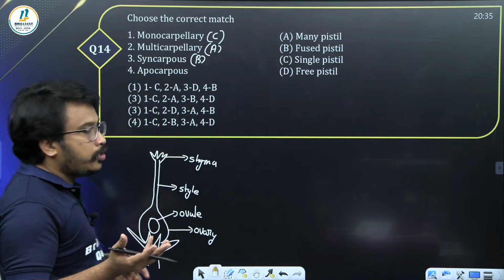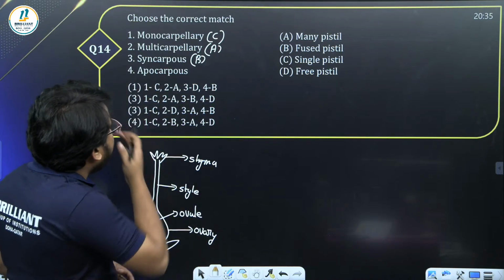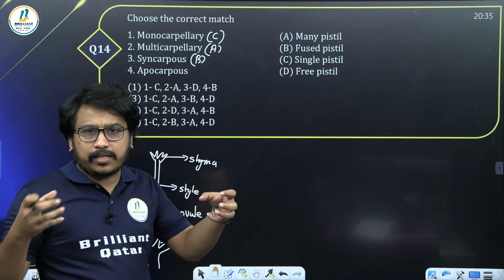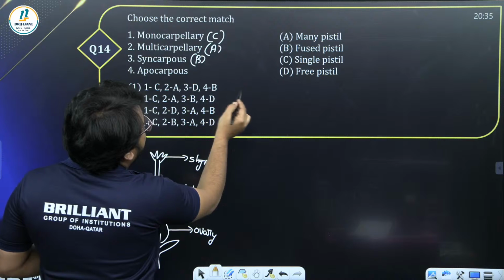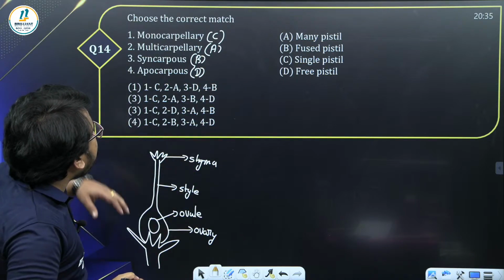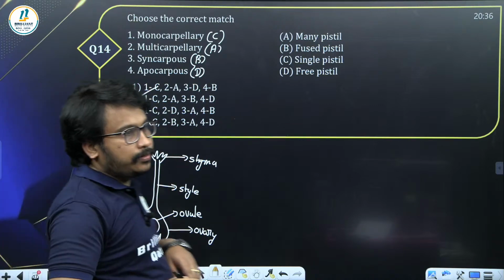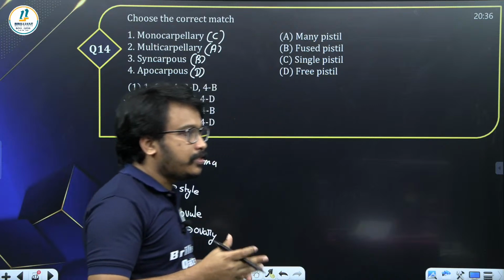But in lotus, rose, michelia, etc., if you are observing, you can see these carpels are free. In a flower, many carpels are present and all carpels are free from each other. That condition is called as apocarpous. Free pistils are coming, that is called apocarpous. CABD. So this is the answer. Hope you got it. Yes, it's option 2.